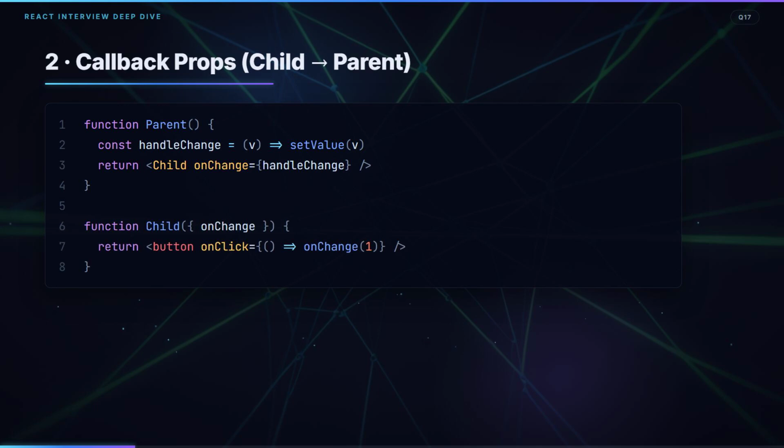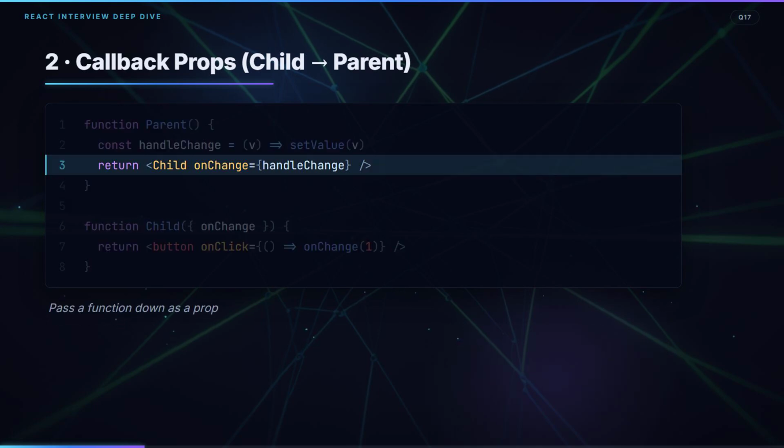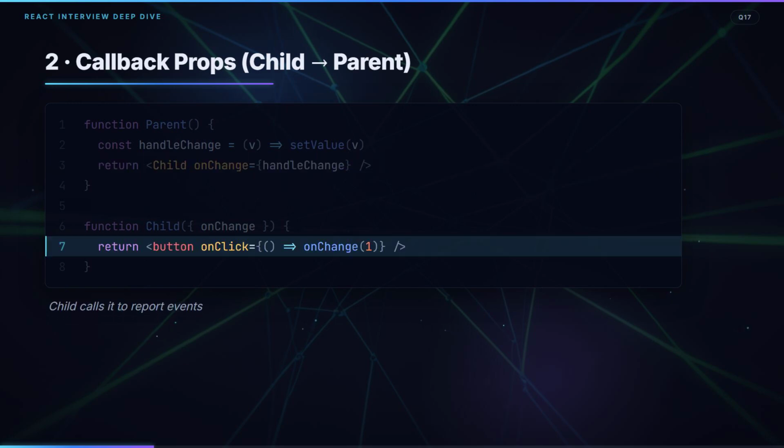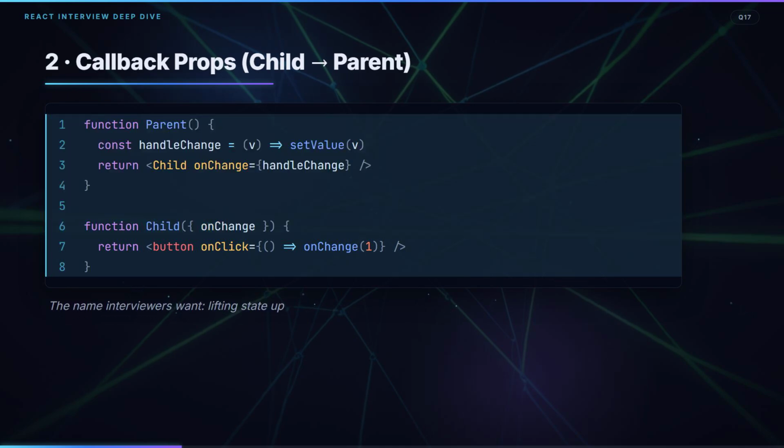Now, how does a child talk back to its parent? You pass a function down as a prop, and the child calls it. The parent owns the state, the child just reports events. This pattern has a name every interviewer wants to hear: lifting state up.